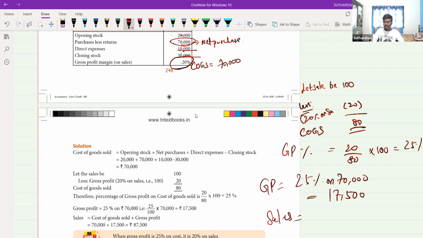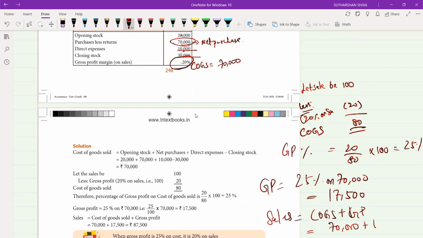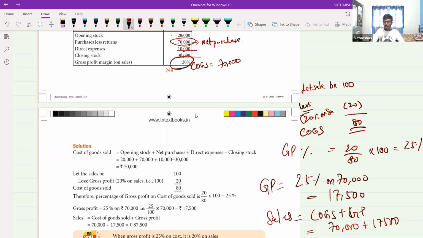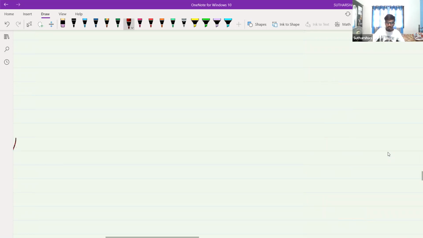So what is the total sales? Sales is nothing but COGS plus GP. COGS is 70,000 plus GP 17,500. In total you get 87,500. This is another way we can say it, to find the percentage: cost plus profit equals sales. Are you agreed with this? I have a cost, I add a profit, and I sell the goods, right? Everyone should do this.